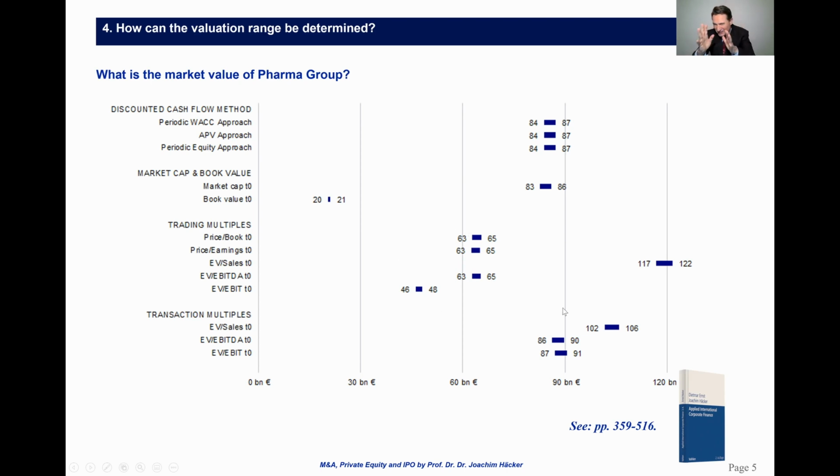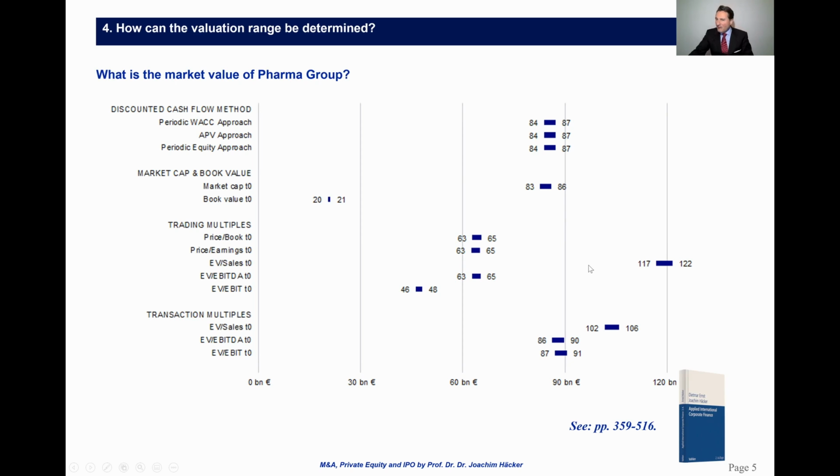However, if we don't go the extra mile in this case, we conclude that the valuation range is roughly between 84 and 87 billion euros. This is the value of Pharma Group for 100% of Pharma Group. That's the conclusion of our football field regarding question number 4.